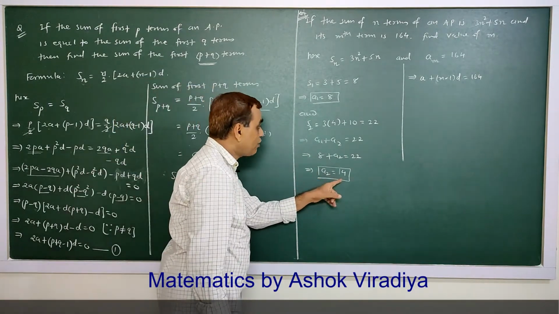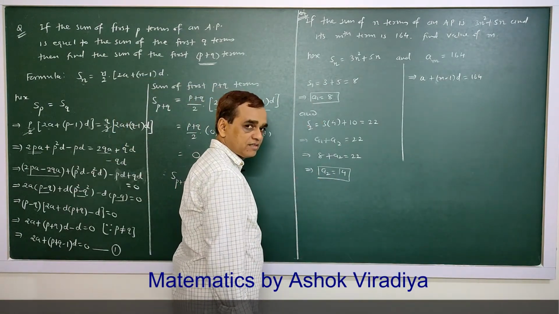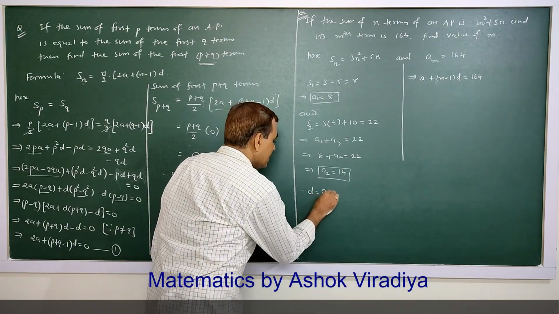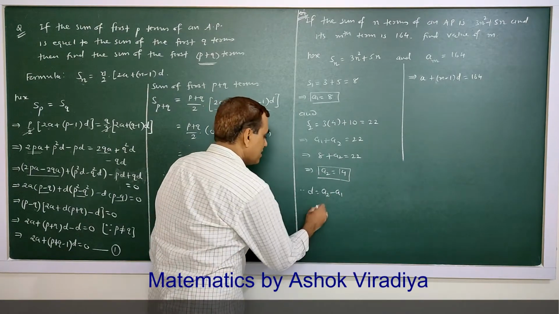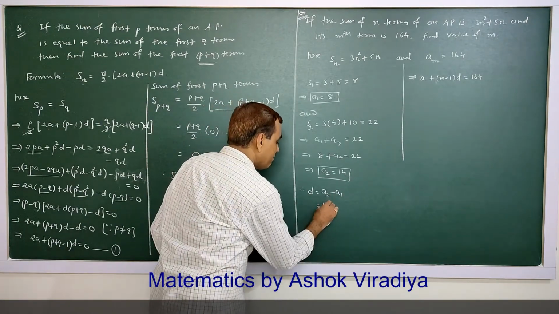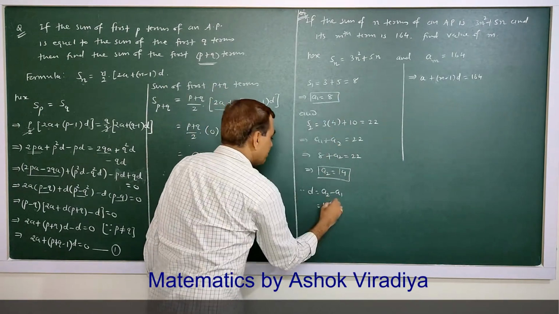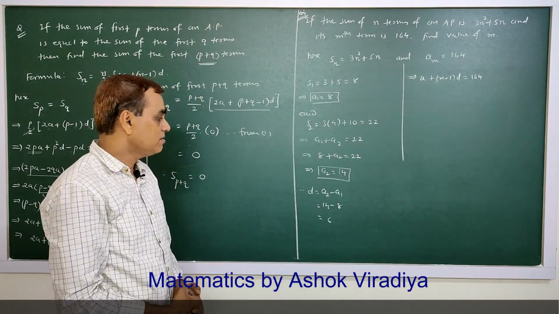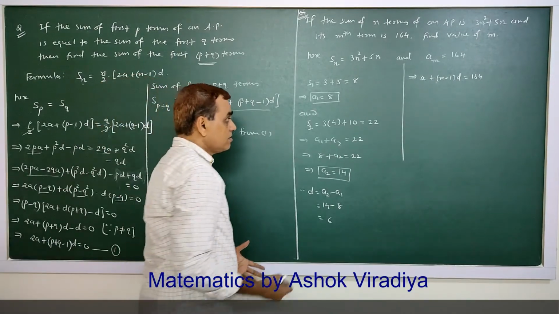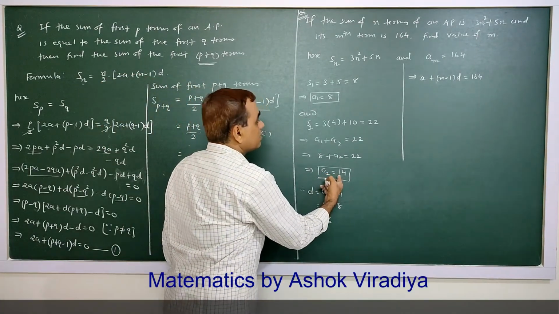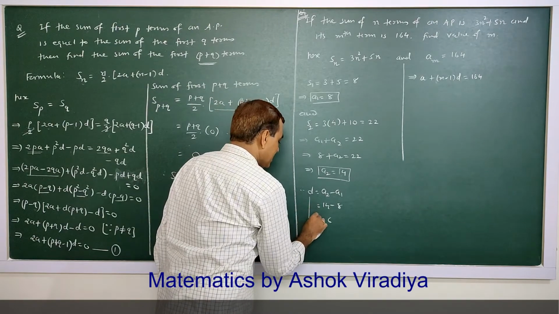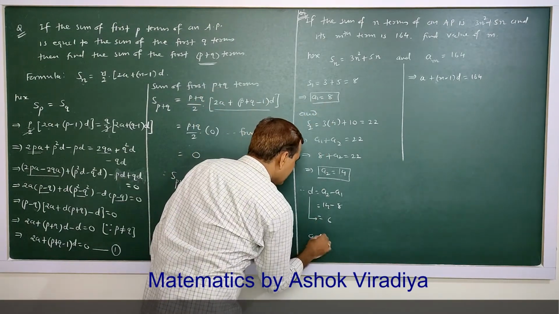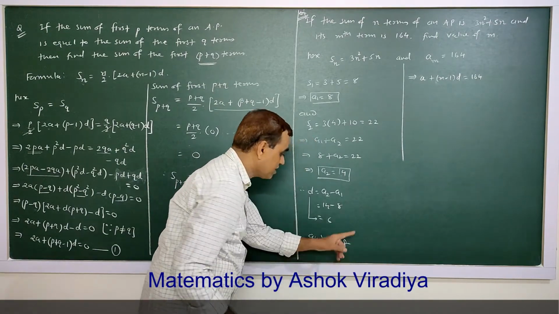So the second term is 14, and the first term is A1. Therefore the difference is A2 minus A1. The common difference is the second term minus the first term, 14 minus 8, that is 6. So here the difference is 6 and the first term is 8. So a is 8, a is the first term.